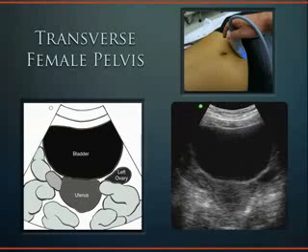And this is what it looks like in the female pelvis. We've got this nice full, rectangularly shaped bladder, and we look posterior to it, and this is actually the uterus down here. It looks like a little koala bear face with the ear over here of the ovary.